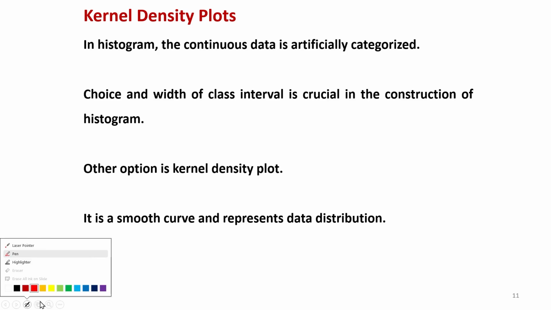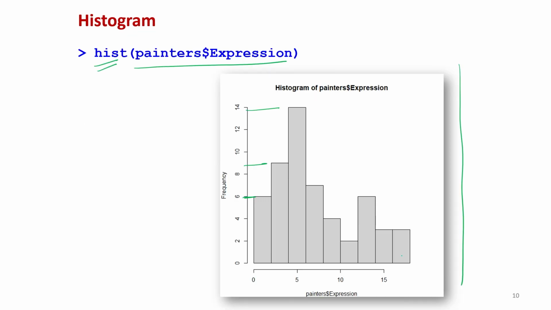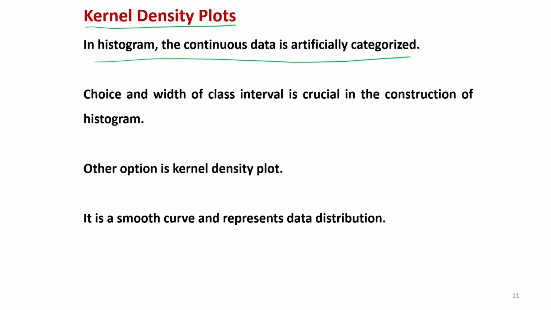Okay, now I come to one more aspect. This is kernel density plots. What you have seen is that when we are trying to create the histogram, the continuous data is artificially categorized. If you have a graphic where the class intervals are different, this data will look different. So a lot of things in the histogram depend on the width of the class interval, and how you have chosen the class width.